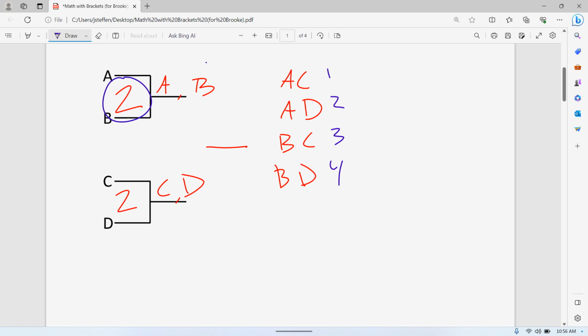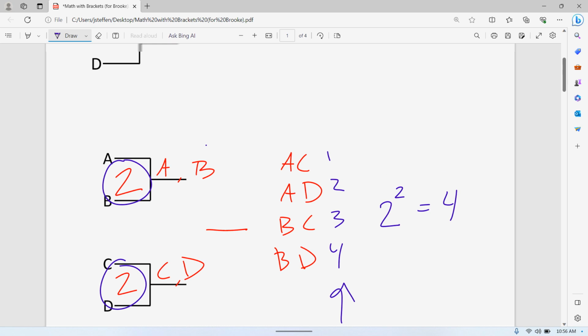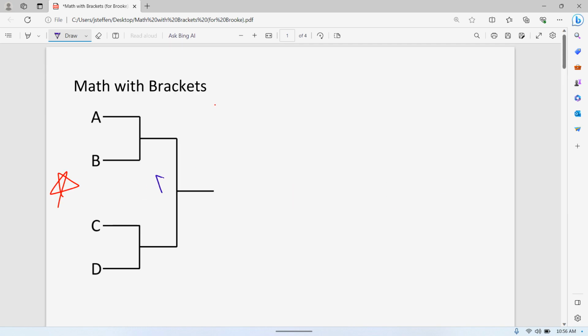We have two outcomes here and two outcomes here, and this is where you can use one of the math things that you guys just learned, exponents. So 2, and we have 2 of those, so we raise that to the second power. That gives us the total number of outcomes, which was 4. So if we go one step further and add this extra game, we had AC, AD, BC, BD.